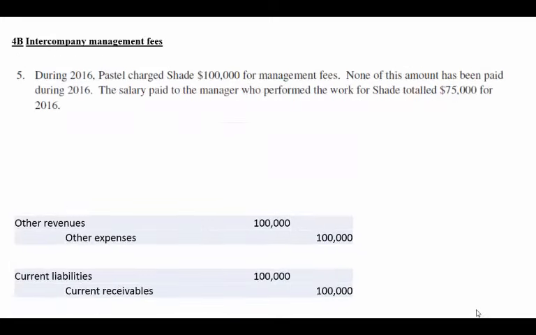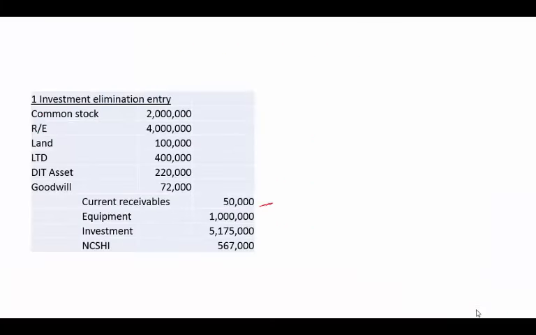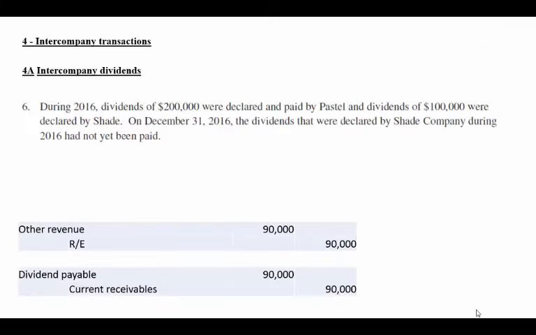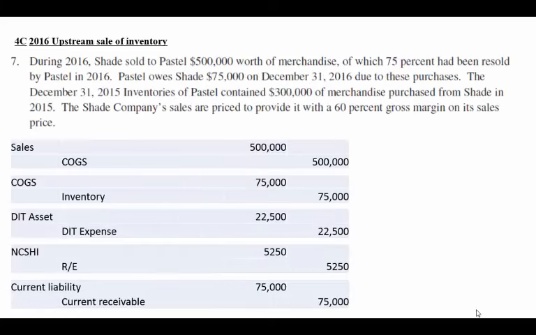Now this is as simple as starting at our first elimination entry, which was our investment elimination entry, and looking for sales. As we go through our entries, the first time that we see sales is in 4C, our 2016 upstream sale of inventory. So we can see we had a debit to sales, a decrease to sales of $500,000 here. This logically makes sense because we're eliminating the sales. So from what we had on the books of parent and sub, we're now bringing sales down by $500,000 to get rid of the intercompany sale.